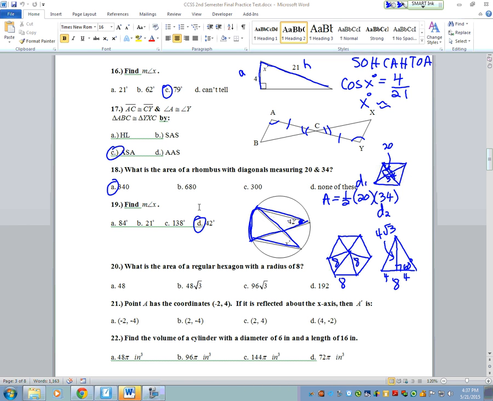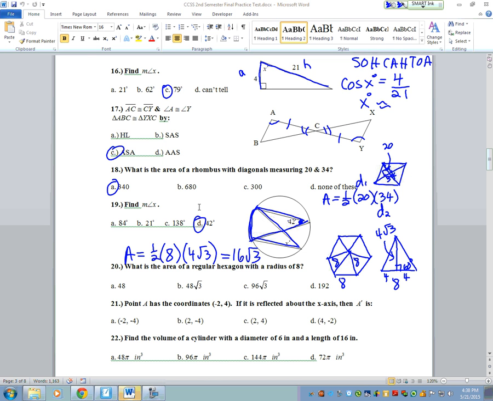So the area of one triangle, let's work this out over here. Area of one triangle will be 1/2 the base, 8, times the height, 4 root 3. Half of 8 is 4, and 4 times 4 root 3 gives me 16 root 3, but that's only the area of one triangle. Now I have to take the 16 root 3 and multiply it by 6.